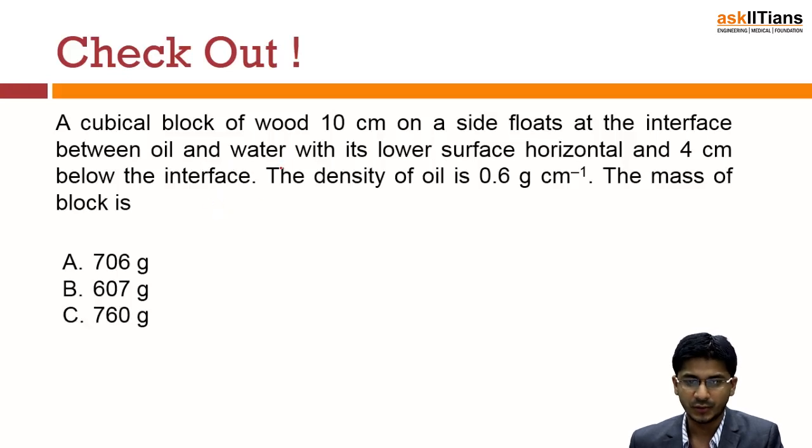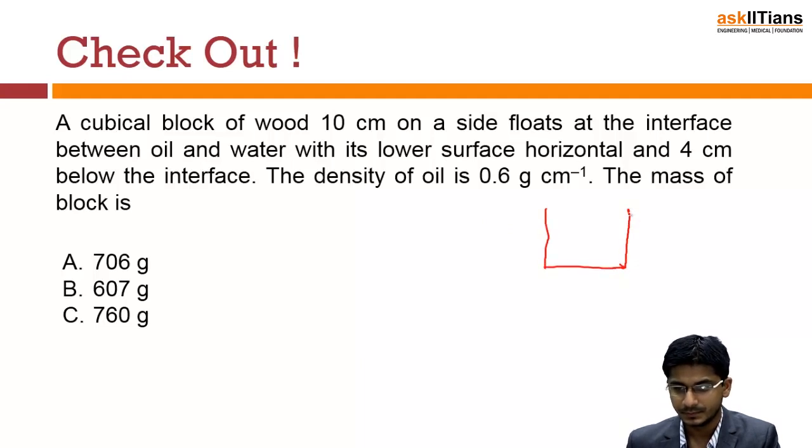A cubical block of wood 10 cm on a side. So we have a cubical block of wood. It is 10 cm on the side. It floats at the interface between oil and water. So let's take that this is the interface. These are the two layers. Now let us see which layer is oil and which is water. We'll have to deduce it from here. It's not given here in the question.